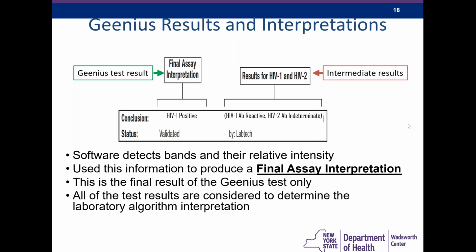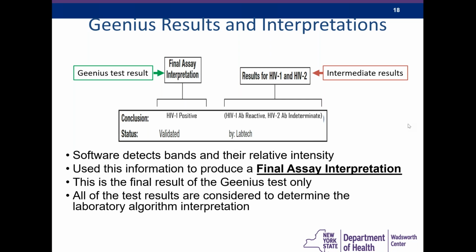It will let you know whether there was any reactivity detected in 1 or 2, and actually on the results printout you also see which specific bands were detected. And then the software looks at all that data, analyzes it, and produces a final assay interpretation.